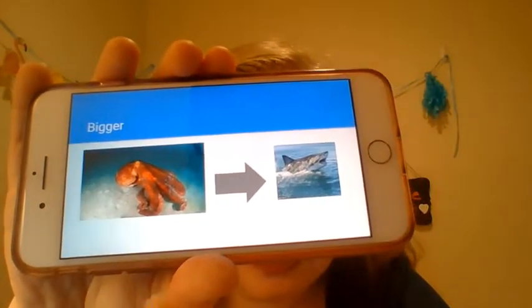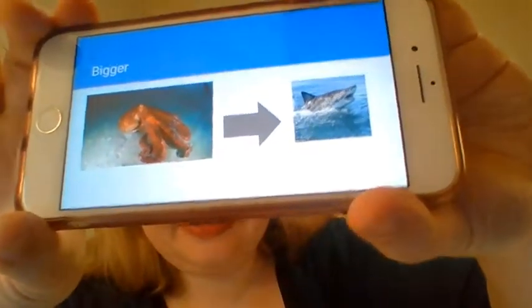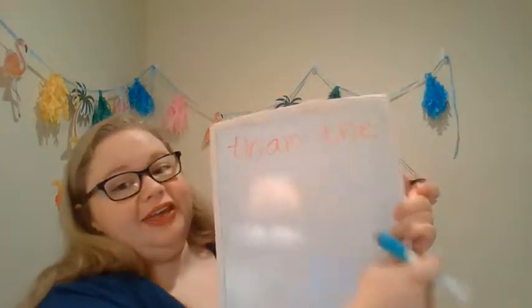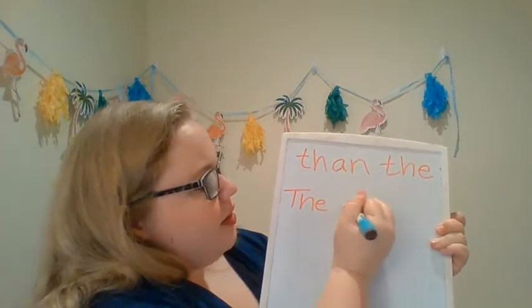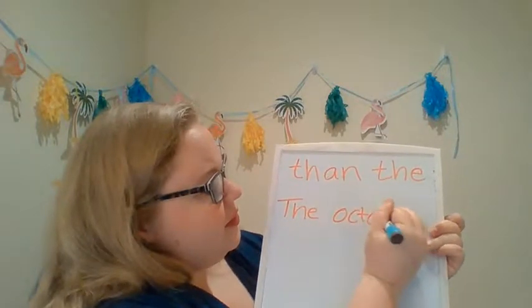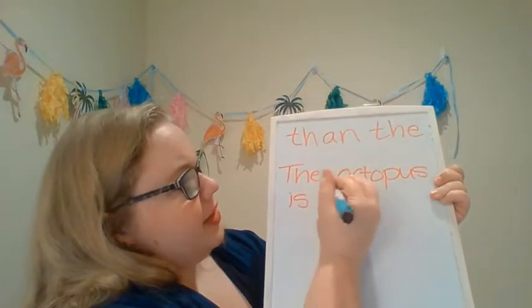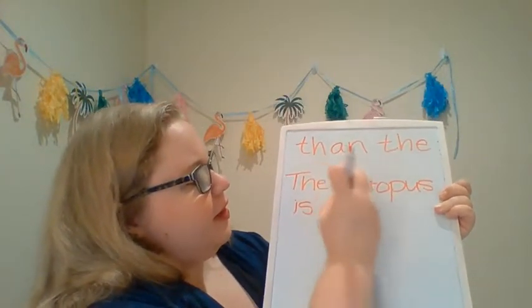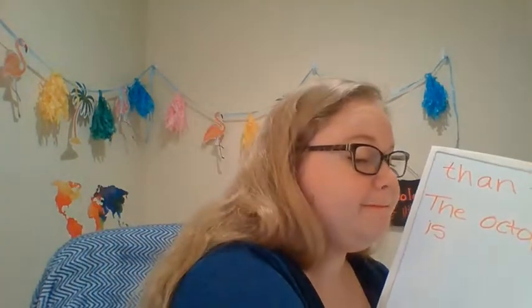So the octopus is, I'm hearing it is bigger than the shark. Yes. So the octopus, I'm going to write it up here for you. If you want to write it down too, go ahead. So I'm going to write it up here. The octopus is bigger. I'm going to write bigger in another color so we can talk about that. The octopus is bigger.